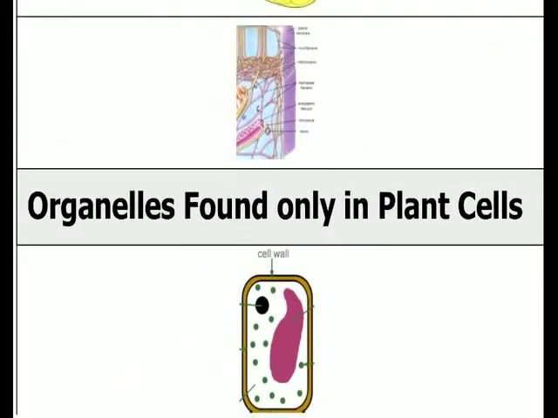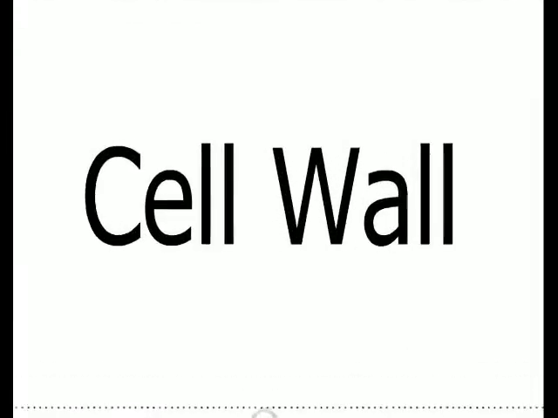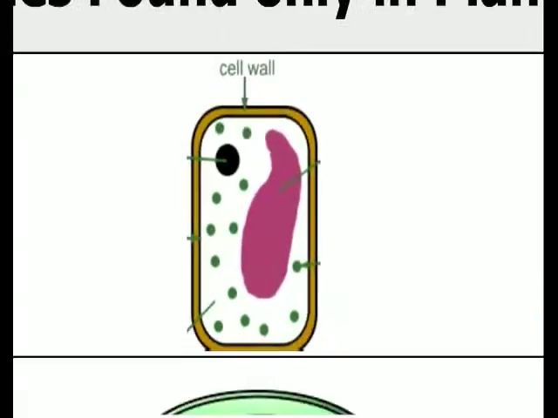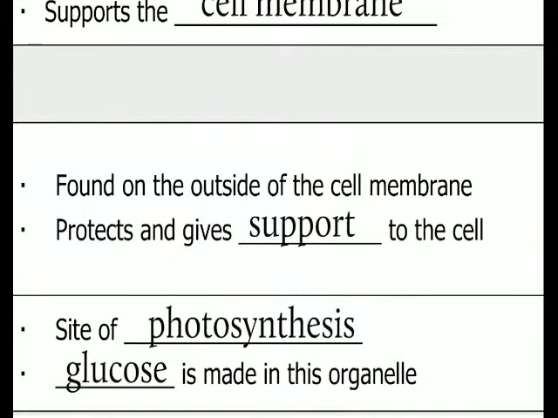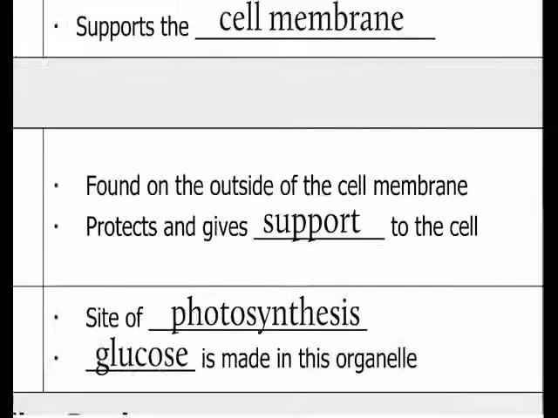Here are two organelles that are found only in plant cells. The first one is the cell wall. It's on the outside of the cell, and it protects and gives support to the plant cell. It's made of cellulose, which is a carbohydrate.